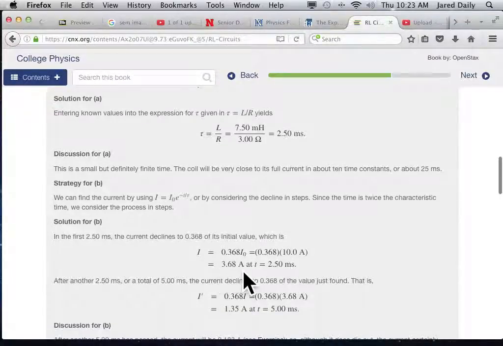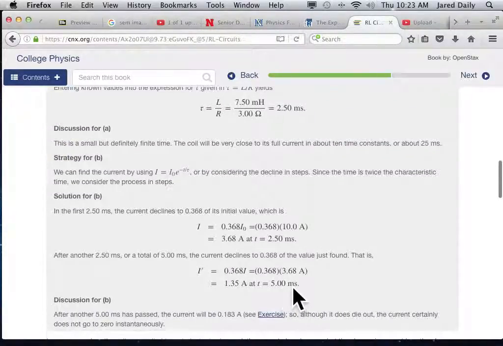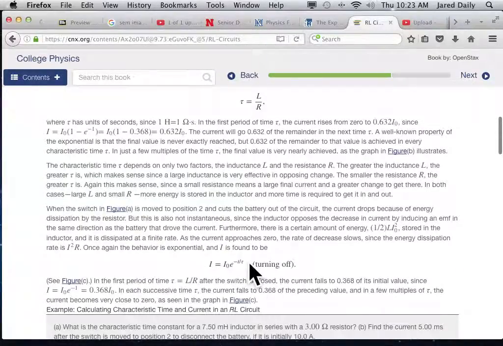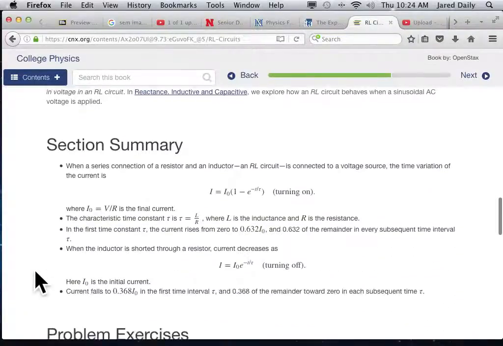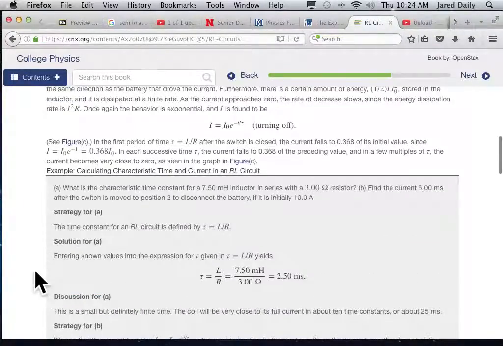So at 3.68 amps, they're going to lose 0.368 of their current for every time constant, and the time constant was 2.5 milliseconds. So for 5 milliseconds, you would lose 0.368 of your original current, then another 0.368 of your remaining current. But you could also just plug in your 5 milliseconds into this equation, which they didn't do, and they should have. They just said that you lose 0.368 of your original current after each time constant. I think that's counterintuitive for most people, but anyway, that's fine. Just plug it into the equation, it works just fine.